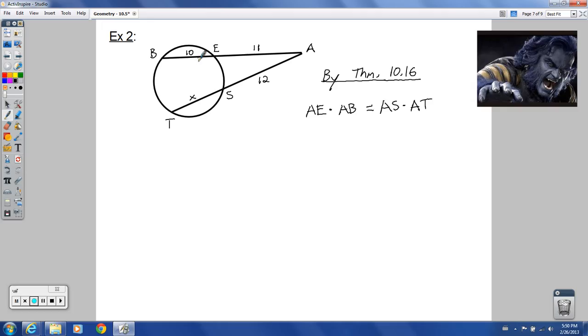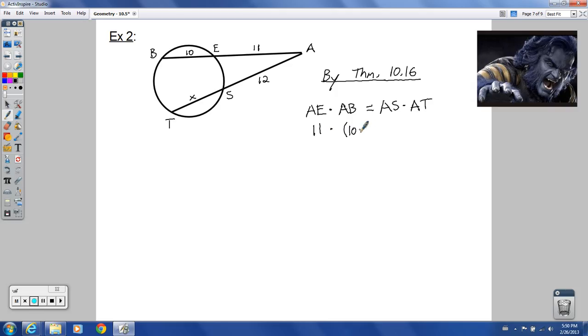You need to be careful here to make sure you plug in the right things. So think about what each one has to be lengthwise. AE is clear, that's 11. AB, not quite as straightforward, but should be pretty straightforward still. Is it 10? No, it's the whole thing. It's from A to B, so that's going to be 11 plus 10. 11 plus 10 would be 21.